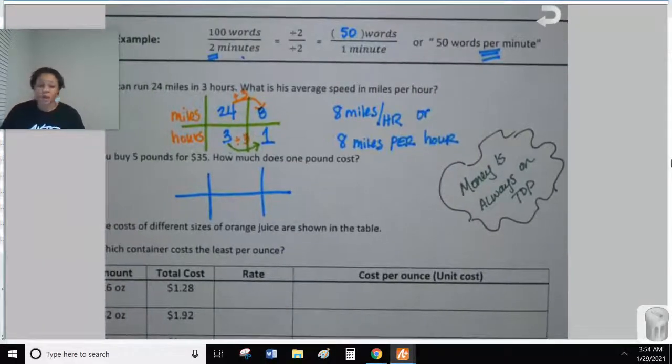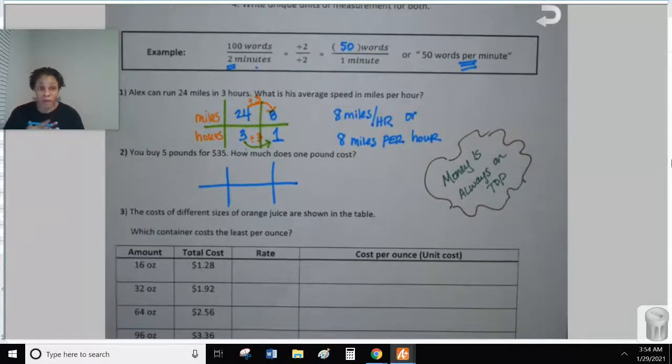Something that I need you to know. All teachers don't teach this, but I definitely teach this. So remember, money is always on top. That will always save you from dividing crazy numbers or having crazy numbers in your denominator. Money is always on top. That should be easy to remember, right?